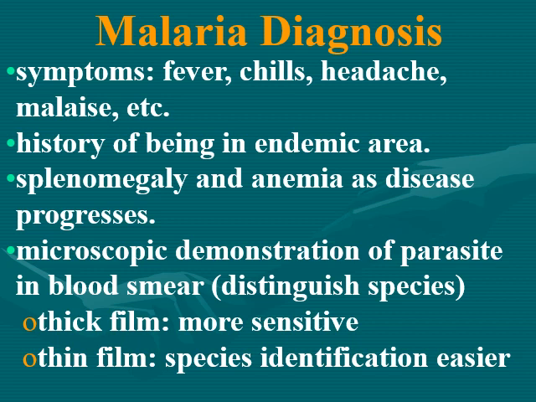Malaria diagnosis. In endemic areas, symptoms such as fever, chills, headache, and malaise are used by the physician, who is familiar with these symptoms. Also, history of being in endemic areas, splenomegaly and anemia as the disease progresses, but these do not confirm the diagnosis. We confirm the diagnosis by microscopic demonstration of parasites in a blood smear. We have two types of blood smear: thick blood smear, which is more sensitive, and thin blood smear to identify the species.